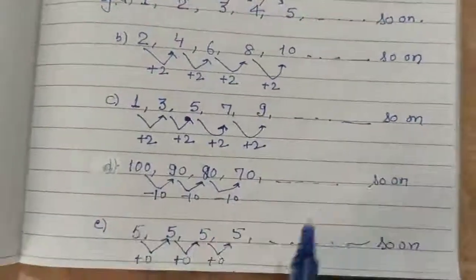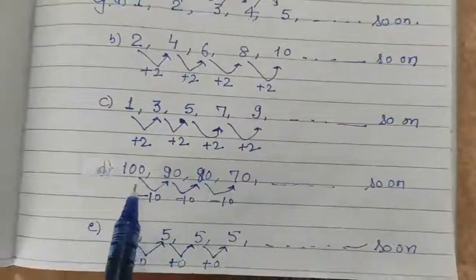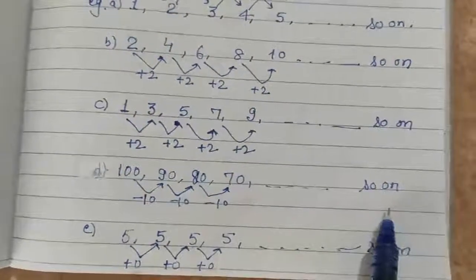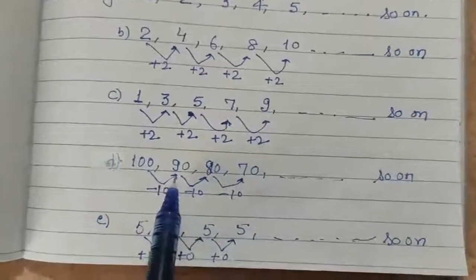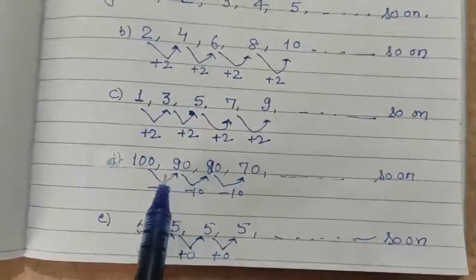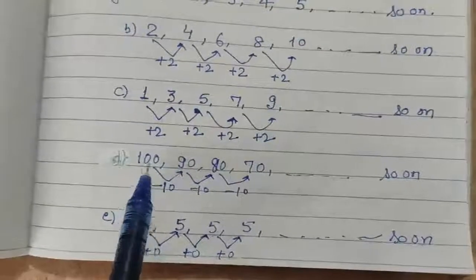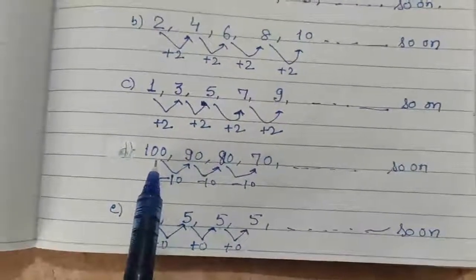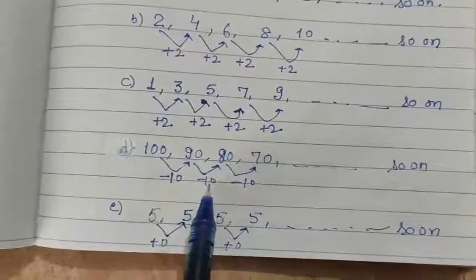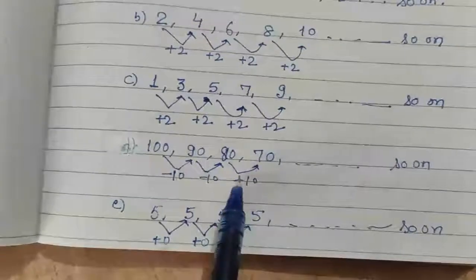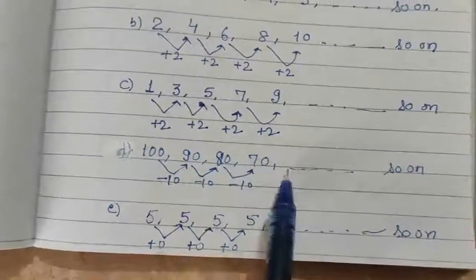In the next progression we have a progression of numbers 100, 90, 80, 70 and so on. Here each succeeding term is obtained by adding a constant negative number to its preceding term, that is 90 is obtained by adding minus 10 to its preceding term, that is 100. 80 is obtained by adding minus 10 to 90, and 70 is obtained by adding minus 10 to 80 and so on.